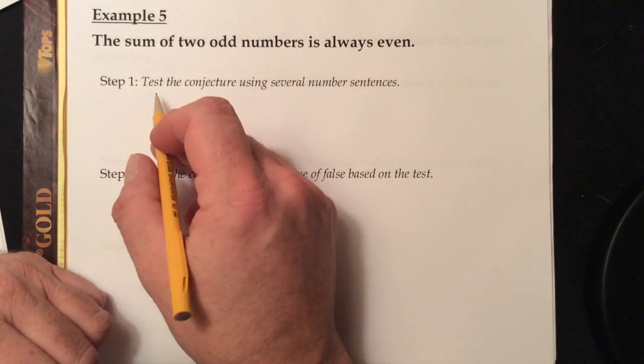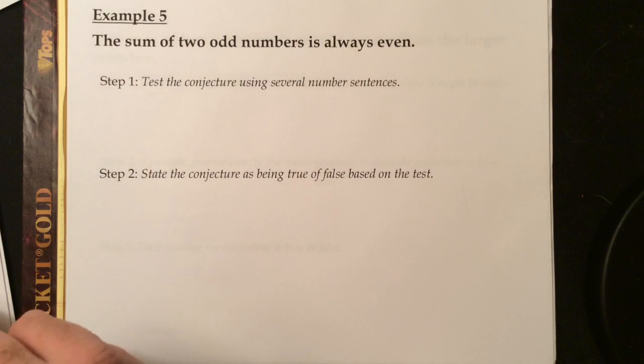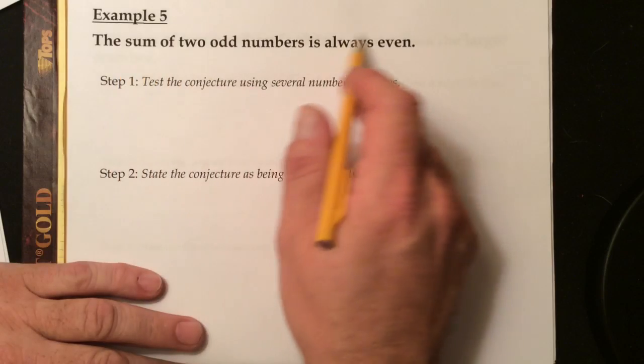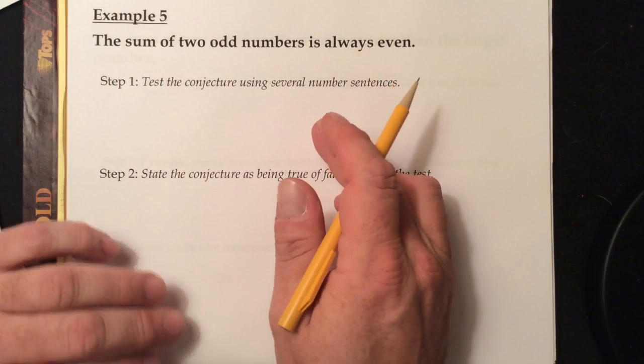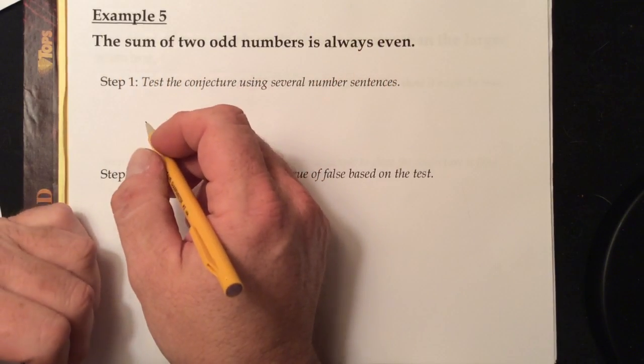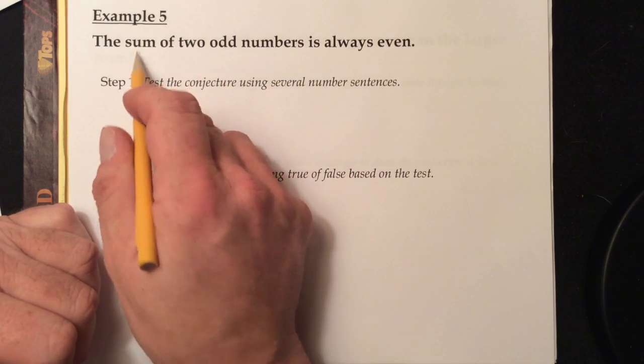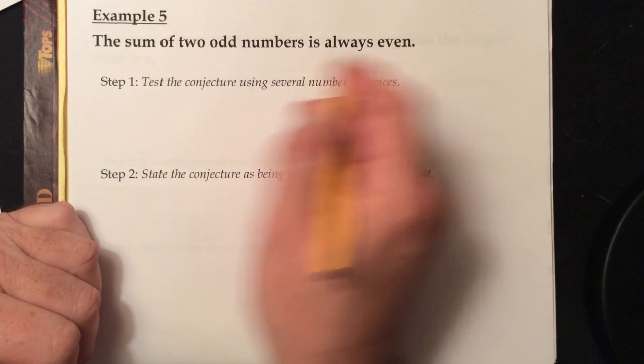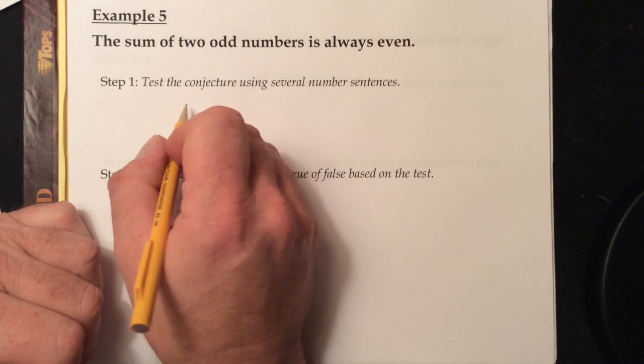First thing we want to do is test the conjecture using several number sentences. There's a lot of vocabulary involved in a lot of this testing of conjectures, a lot of number sense also. The sum means we add two odd numbers. You have to know, of course, what odd numbers are. And our answer should always give us an even number. So let's come up with some examples for tests.